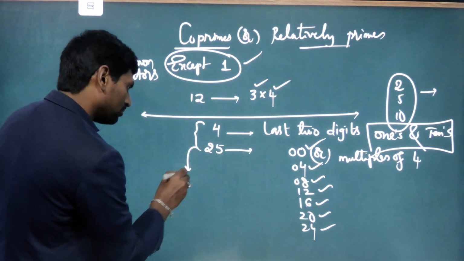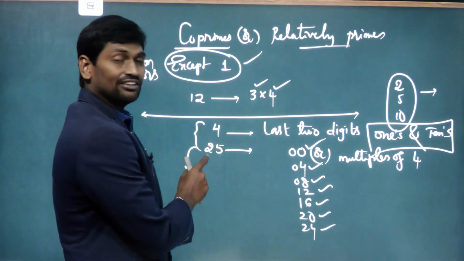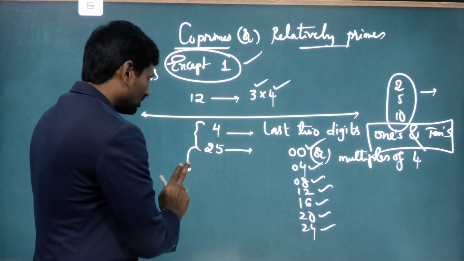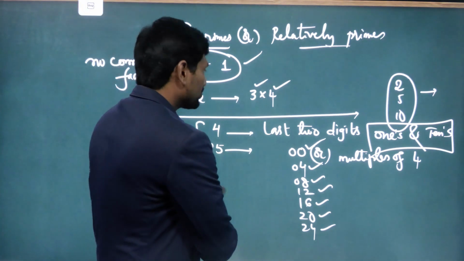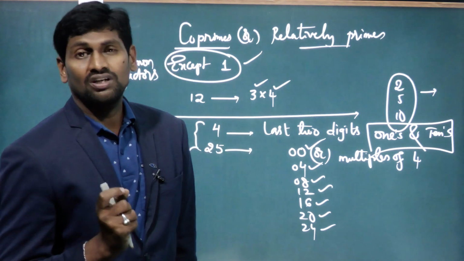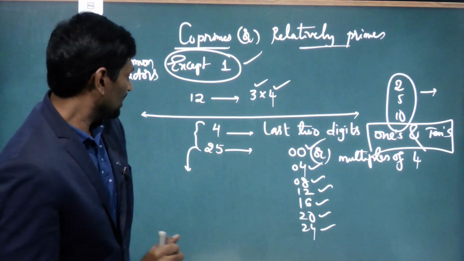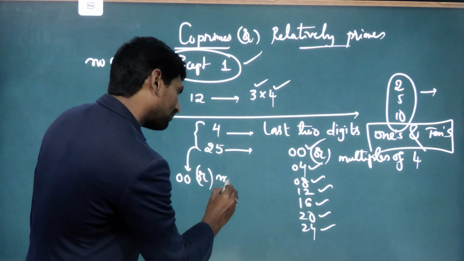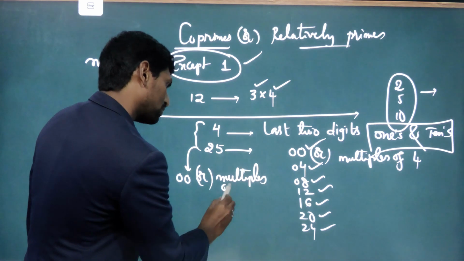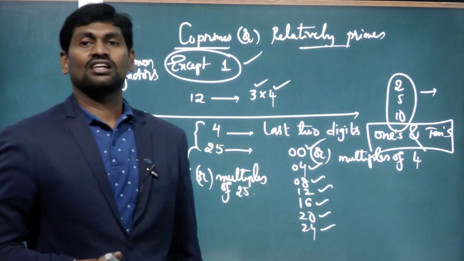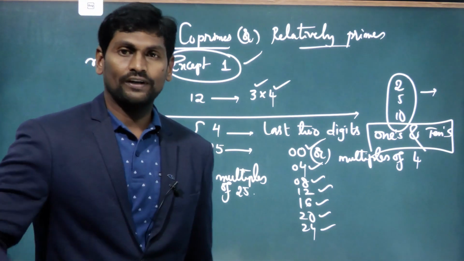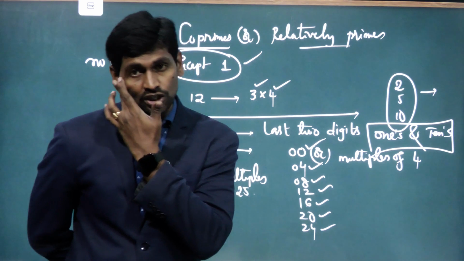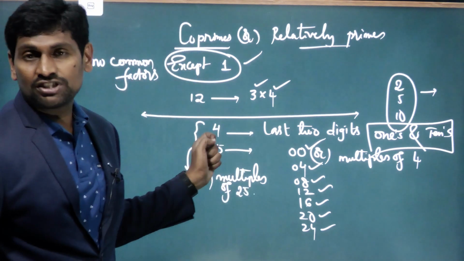Now, can you guess the rule for 25? Because I already told you that 4 and 25 both follow the same pattern, same like 3 and 9, 2, 5, 10. Yes, we need to check the last two digits of a number. If the last two digits of a number are zeros or, very good, multiples of 25, then we can say the entire number is divisible by 25. Same like the 4 rule. Last two digits in the sense, ones and tens digit.